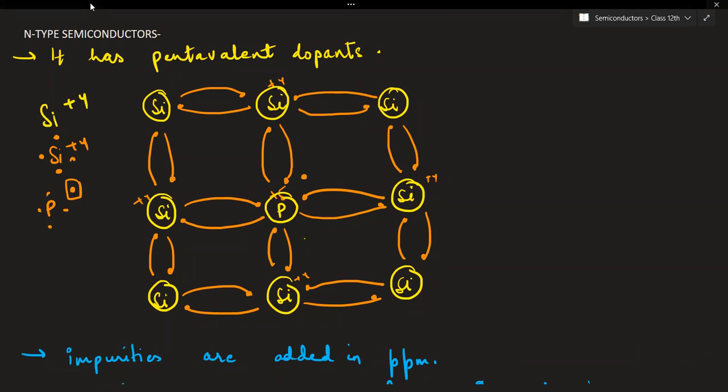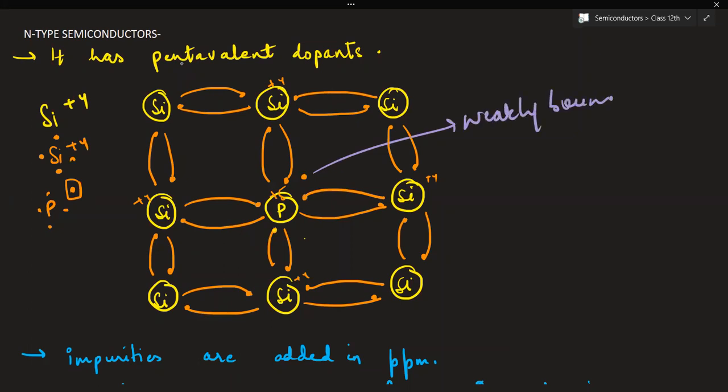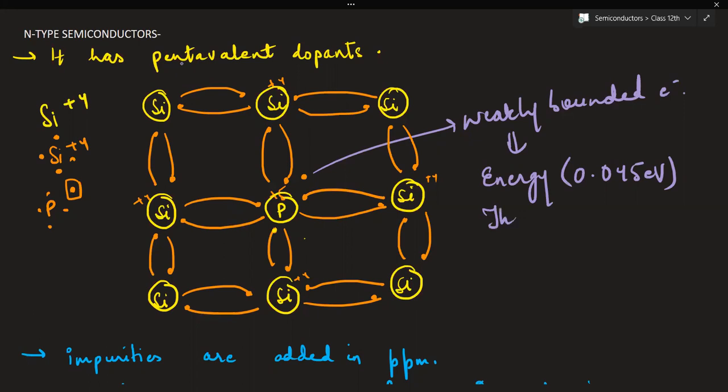This is the weakly bound electron. Class, listen here. This electron that is present is making it more negative. Now see, again, you'll put thermal energy. I'll tell you the value only. This is 0.045 electron volt. So this is basically the thermal energy. This energy frees this electron. This is a weakly bound electron. So as you give this electron 0.045 electron volt, this electron becomes a free electron.